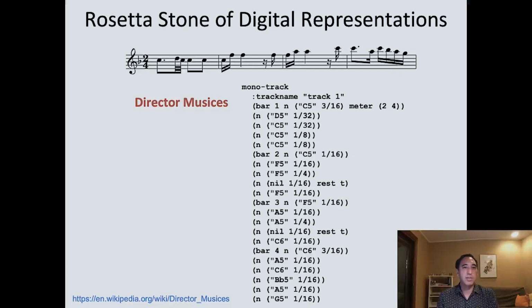Director Musices is also a Lisp-based format, I believe. That's why we have all these extra parentheses where we're loading things into a stack. And we can see that we're encoding the meter after the first note, which is kind of interesting. And 32nd notes are 1 over 32. That's kind of nice. The dotted eighth note is 3/16 notes long, so we see 3/16. Kind of an interesting format.